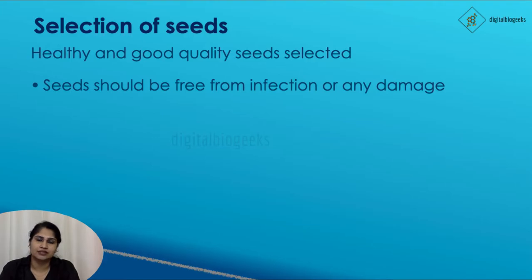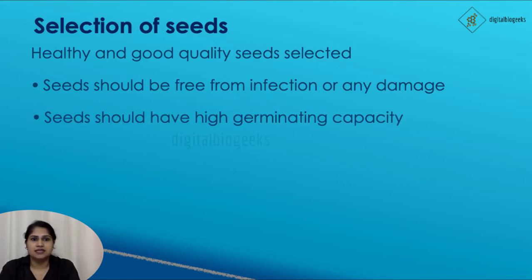Let's see how we can check this. Take a beaker half filled with water and put the seeds to be sown inside it. The healthy seeds will get settled in the bottom and the damaged seeds will float. The damaged ones will be hollow inside. That's why they float. Seeds should have high germinating capacity.